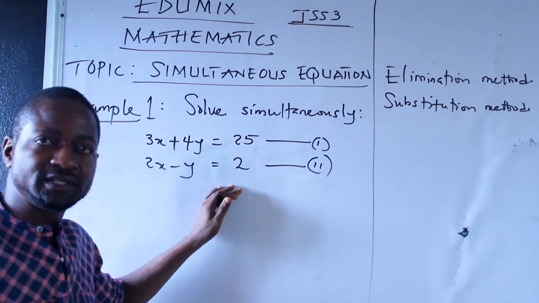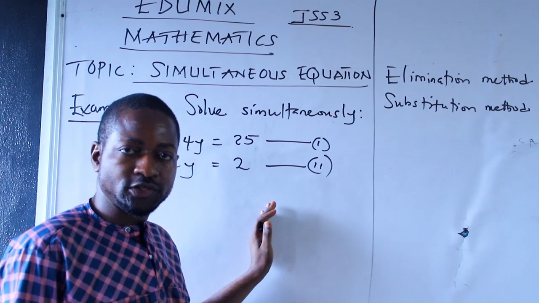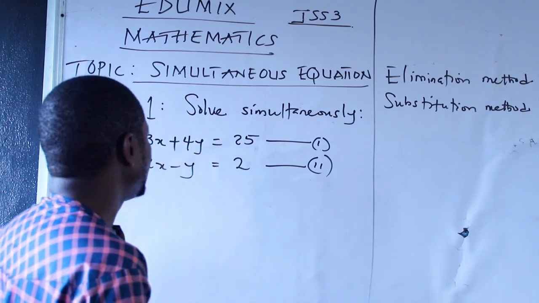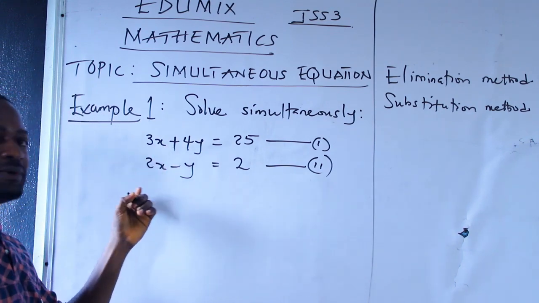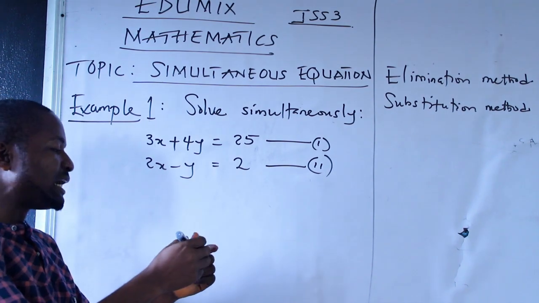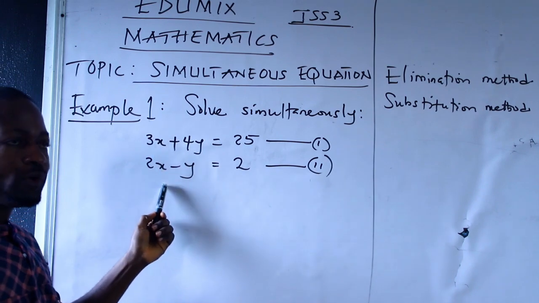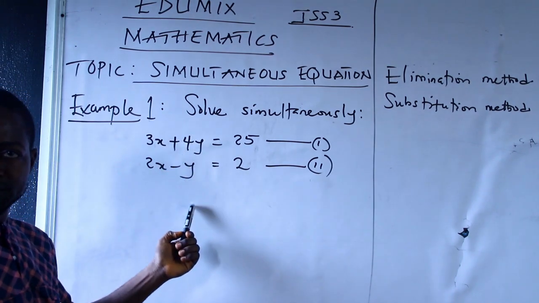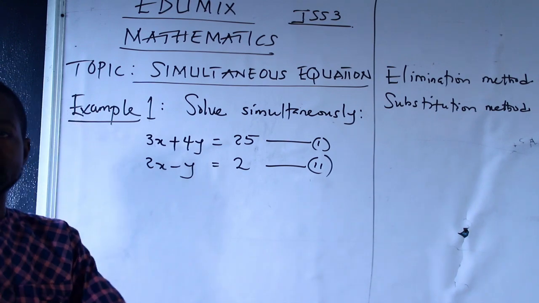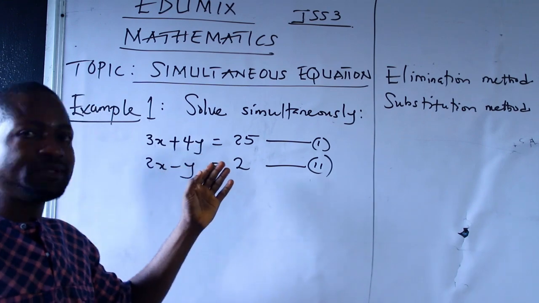Now, with the example on the board, I'm going to use the two different methods to solve the same question. And I bet you we are going to get the same answers. Now, let's go. If I'm going to use elimination method to solve this, for elimination method, it simply means that I have to ensure that one of the variables, either x or y, have the same coefficients. Okay? Now, when it comes to elimination, it's a matter of choice. Do I want to eliminate x or do I want to eliminate y?